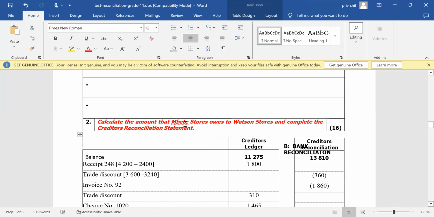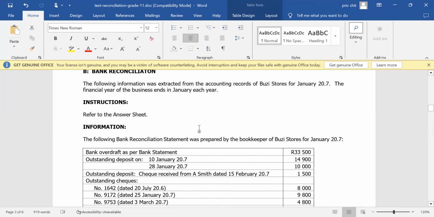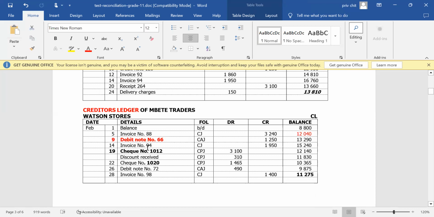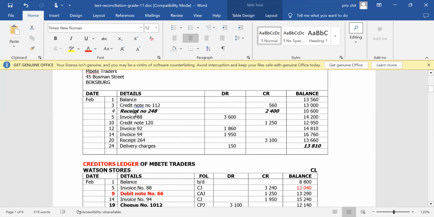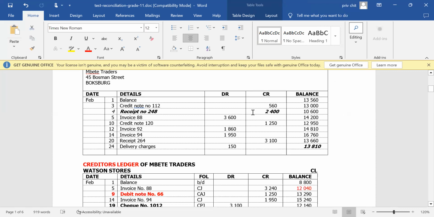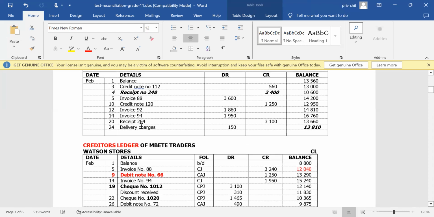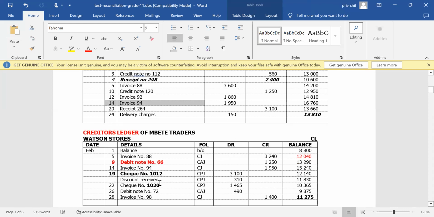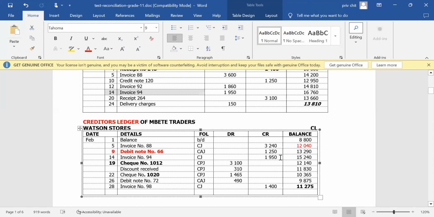Let's check if there's anything else. Invoice number 88, it was there. Okay, we've already dealt with it. Credit note number 112, we already dealt with it. Invoice 88, we dealt with it. There's a credit note, okay, this one we just dealt with now, the 1,250. There's invoice number 92. I think we already dealt with it as well. Yeah, it's 94, we didn't. But 94, I don't think we did anything about it. Let's see. We didn't. All right, but it's correctly accounted for.